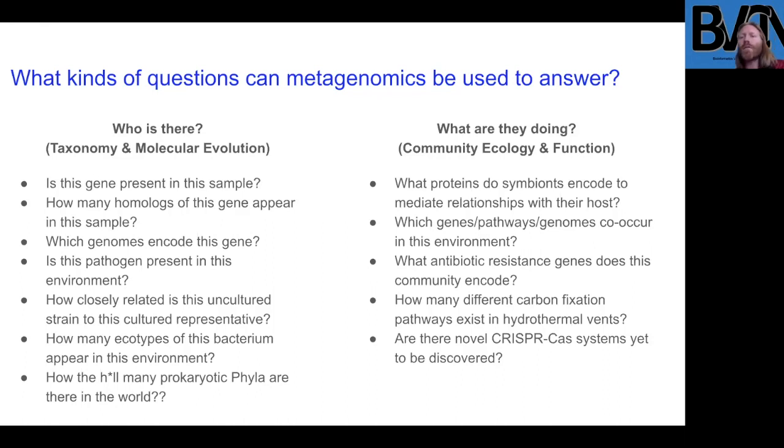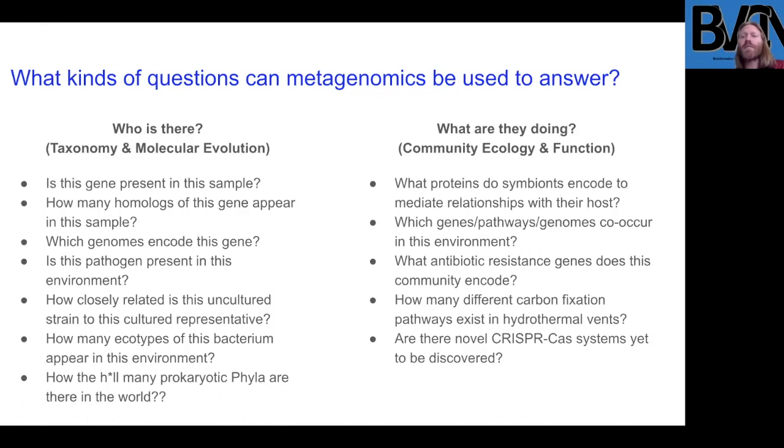On the community ecology and functional side, we have questions like, what antibiotic resistance gene does this community encode? So that can be very important for pathogen and other kinds of medical questions that people might be asking, or how many different carbon fixation pathways exist in hydrothermal vents. There's a lot of uses for metagenomics that involve looking for things that we aren't sure are there, or that may be different from what we already know about.